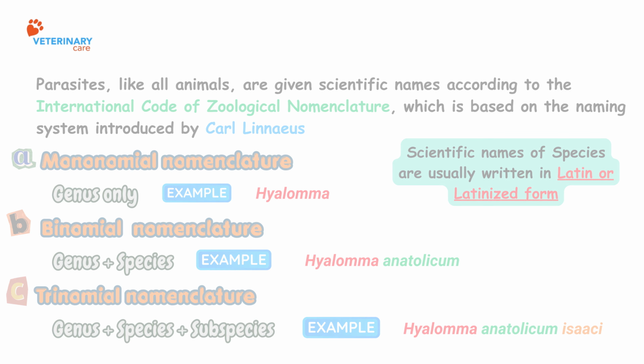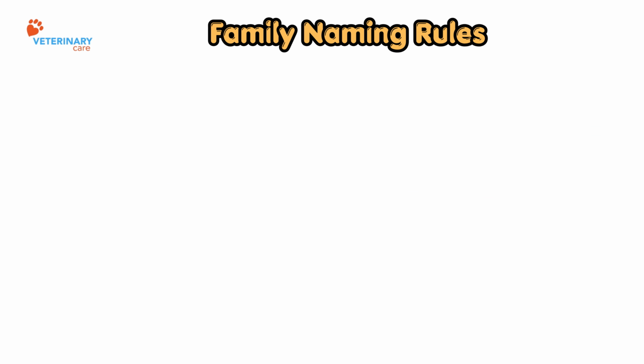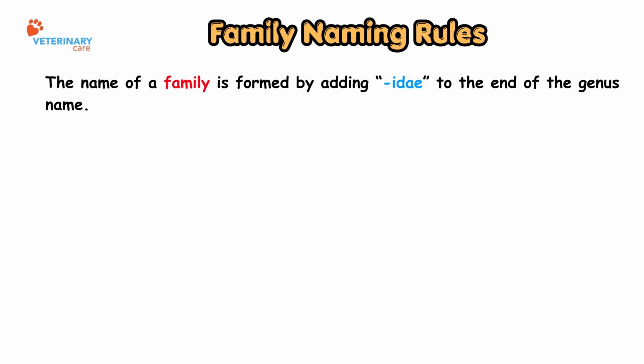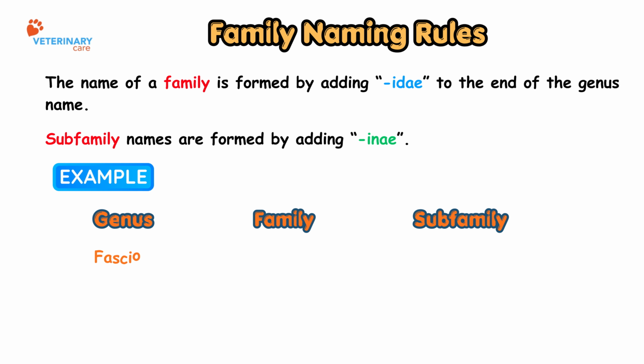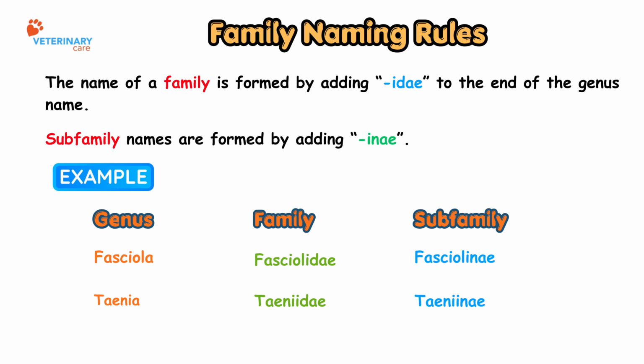Now let us discuss family naming rules. The name of a family is formed by adding -idae to the end of the genus name, and subfamily names are formed by adding -inae. For example, Fasciola is a genus, then Fasciolidae is its family and Fasciolinae is its subfamily. In the same way Taenia is a genus, Taeniidae is its family, and Taeniinae is its subfamily.